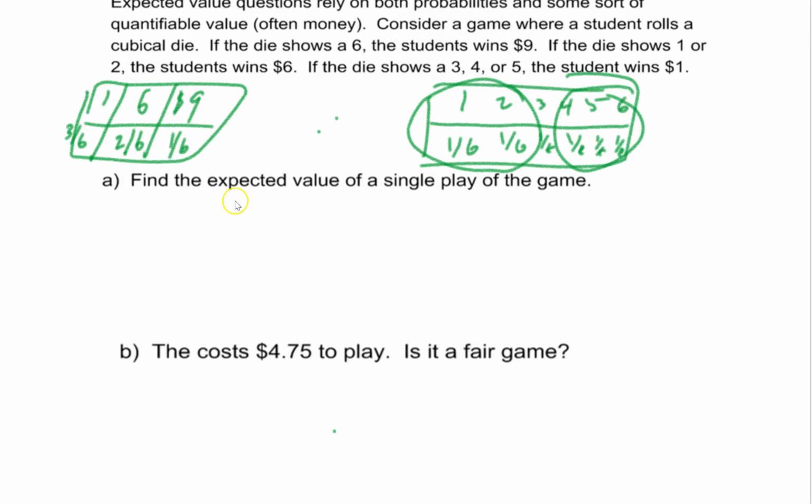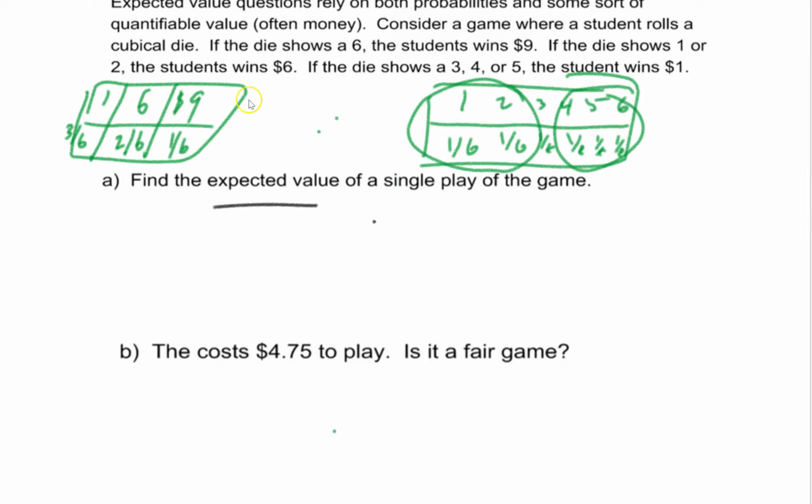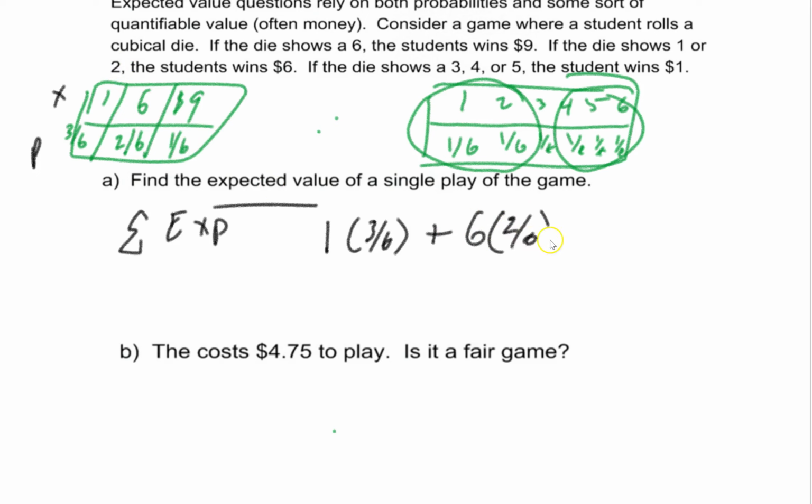Now find expected value. Again, if you look at your formula sheet, we're going to use this one right here. Expected value is this x times p. Here's my x, and here's my probability. So I'm just going to multiply 1 times 3/6, plus, because expected value was that summation notation, which just means sum, 6 times, that's my x, times 2/6, plus 9 times 1/6.